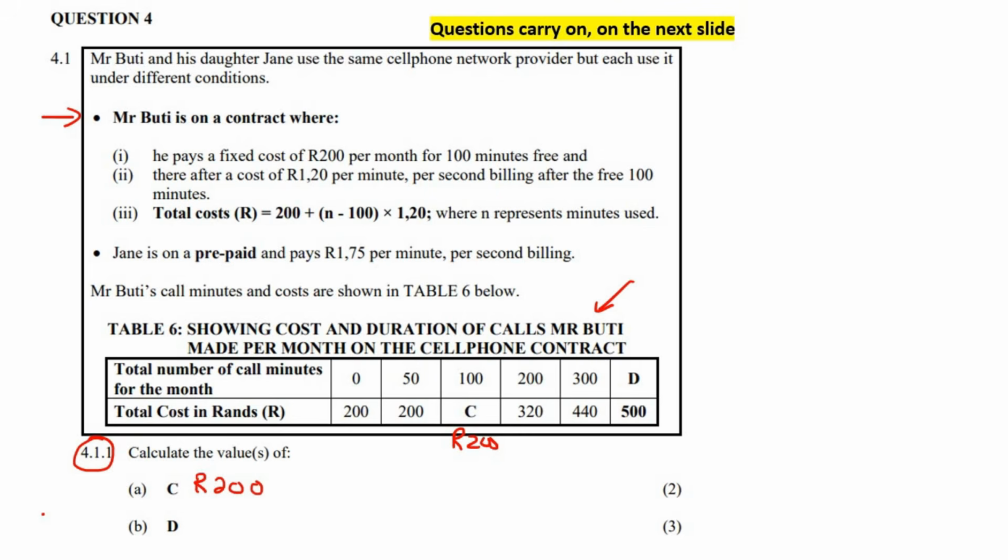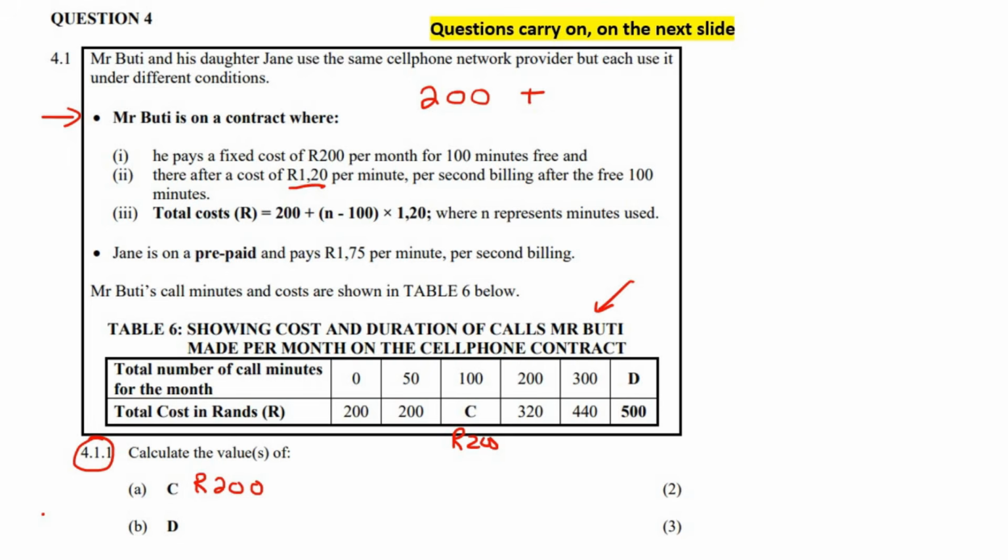Now, let's do some calculations together. Let's say he does 200 minutes. Then how much would he have to pay per month? Well, let me show you how they calculated this amount over here. He always pays 200 Rand per month, just because of the contract, okay? Then, if he uses more than 100 minutes, he will pay R1.20 for every extra minute that he uses. So how many extra minutes does he use in this one? Think about it carefully.